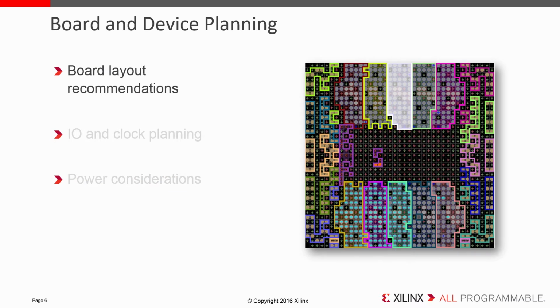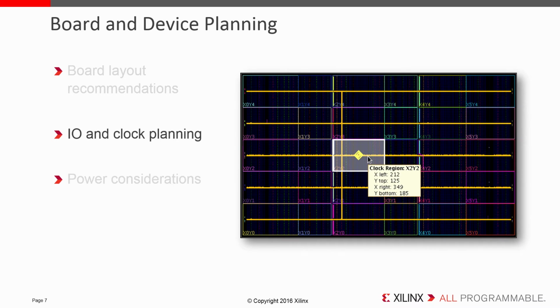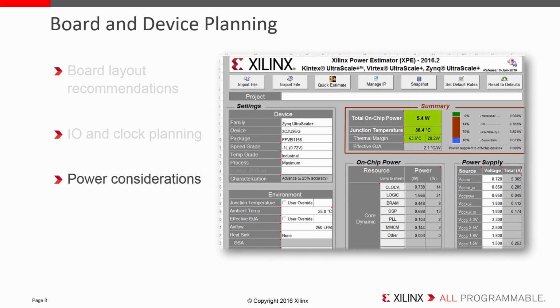In this QuickTake, we'll explore these major board and device planning subtopics. Board layout recommendations, emphasizing the importance of balancing board layout needs with placement of related device resources. I/O and clock planning. Clocking selections may dictate specific I/O requirements, and I/O assignments impact the flow of data through the device. And power considerations.